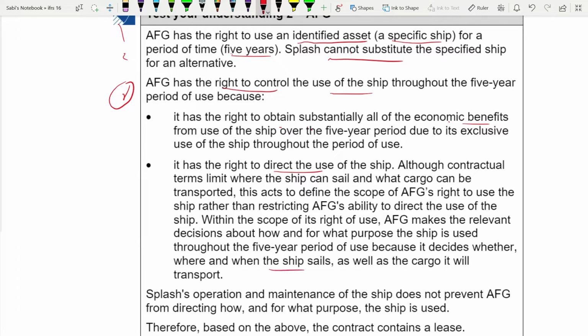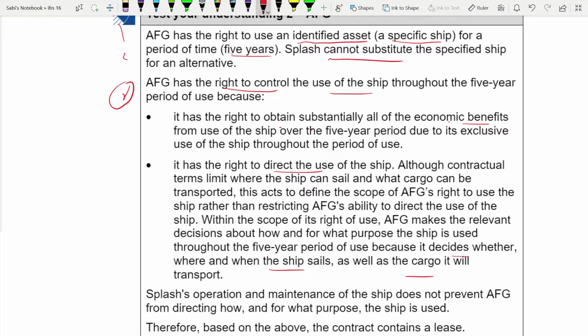Where the ship will sail, what cargo it will sell, decides where it will. All these are decided by AFG. AFG, sorry. So they're dictating the use. Even though there are some limitations, some scope is there in the contract. It says you cannot carry hazardous, dangerous products in the cargo and all. But other than that, the decision still is with the AFG. They make the decision about how and for what purpose the ship is used.